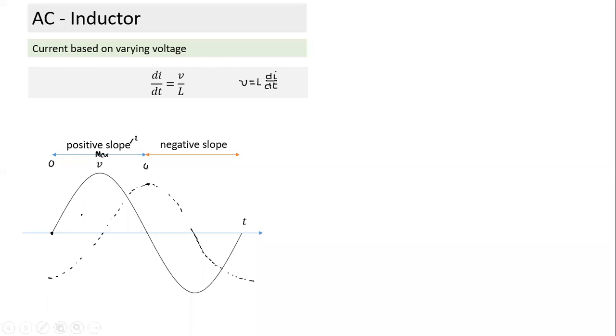So what we understand here is, if this is my VM, and this will be my IM. To draw this IM curve, what are the things I need? I need to know the amplitude, and I need to know the phase difference between the two. Have you understood?